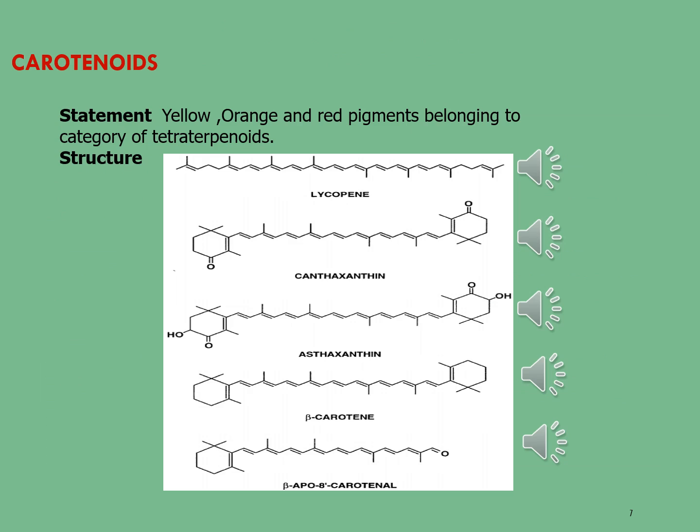Let's see what are the carotenoids. Carotenoids are the organic phytoconstituents that are isolated from less to medium polar fraction of the plants, and these are yellow, orange, and red pigments which belong to the category of tetraterpenoids. The tetraterpenoids consist of isoprenoid unit, and that unit is C5H8. You can see over here some important examples, and those examples are lycopene, canthaxanthin, astaxanthin, and beta-carotene.